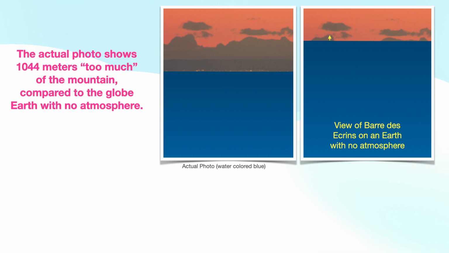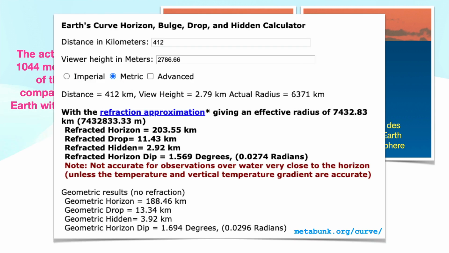So yes, the actual photo shows the common complaint of flat Earth folks. We see too far. Specifically, we see 1,044 meters of Bar Ekron's that should technically be behind the geometric horizon if there were no refraction. Let's take a look at a better Earth curve calculator, such as the one at Metabunk, and plug in the values for the mountain's distance and viewer height. In his video, Ben correctly pointed out that the geometric value for hidden is 3,920 meters without refraction, which requires the Earth to have no atmosphere.